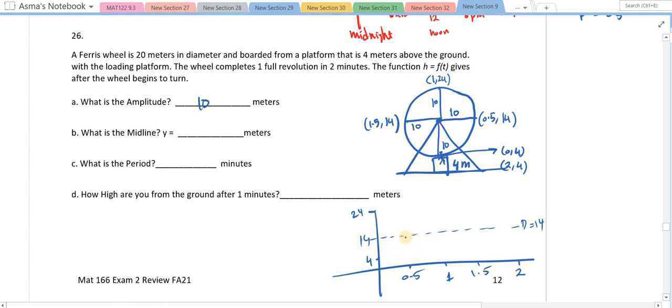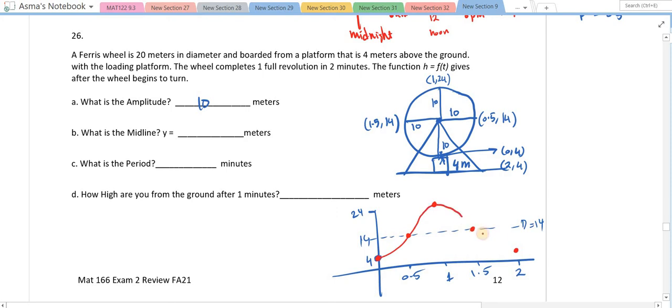When the time is half a minute, the person is at 14. When the time is 0, the person is at 4. When the time is half a minute, the person hits 14 meters high. When the time is 1 minute, the person goes to 24 meters high. When the time is 1.5 minutes, the person goes back to 14 meters. And when it's 2, they go back to 4 meters high.